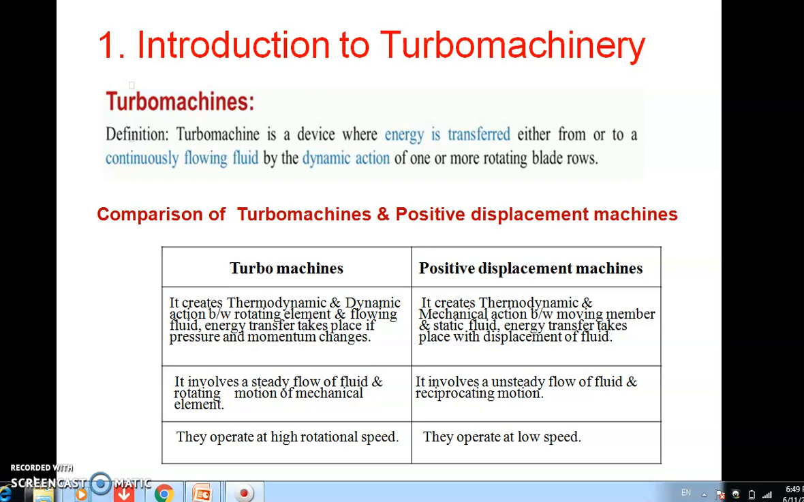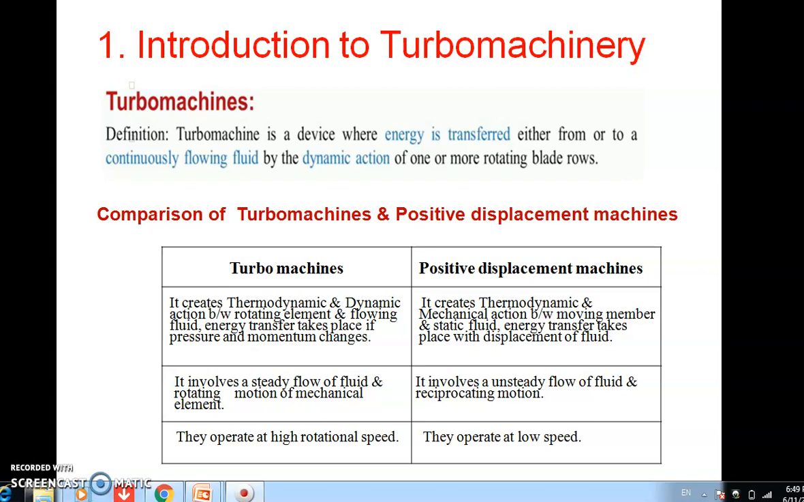But in turbo machines, you have rotary action, not linear action. That's why its name is dynamic in the case of turbo machines, or rotodynamic machines. Now let us compare these turbo machines with positive displacement machines. The basic difference is that turbo machines create thermodynamic as well as dynamic action between the rotating element and the flowing fluid.